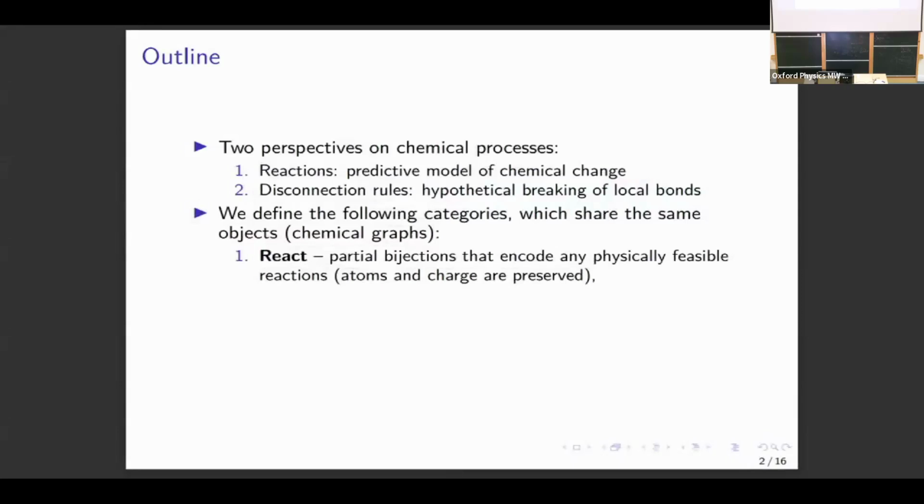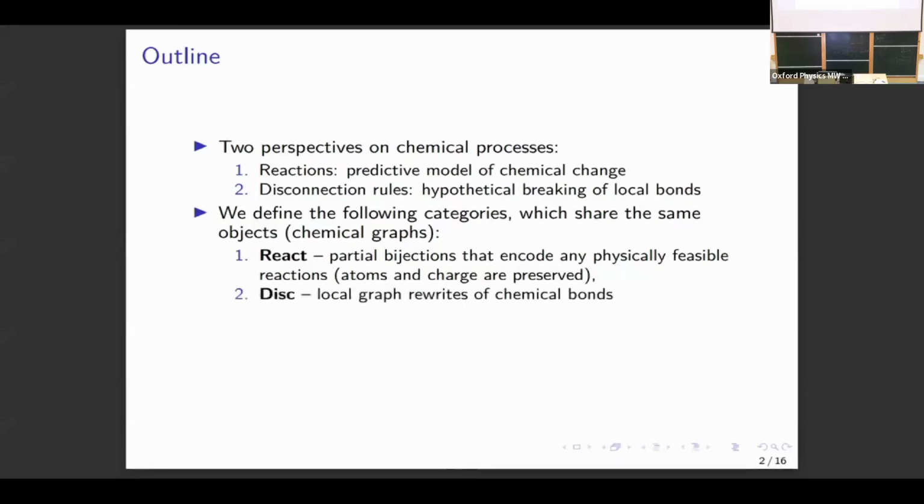The first one is what we call React, for reactions, and they're going to be represented as certain partial bijections that encode any physically feasible reactions, but that means really hypothetically physically feasible reactions. The only constraints we put on our reactions is that they preserve matter and they preserve net charge. So they preserve all of the atoms. In a chemical reaction, no atoms can appear or disappear, and net charge has to always be preserved.